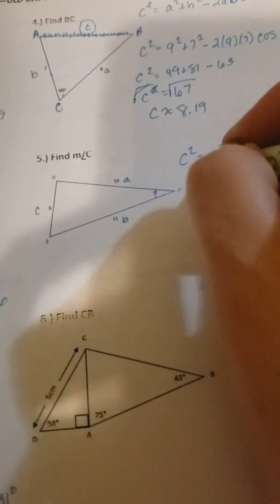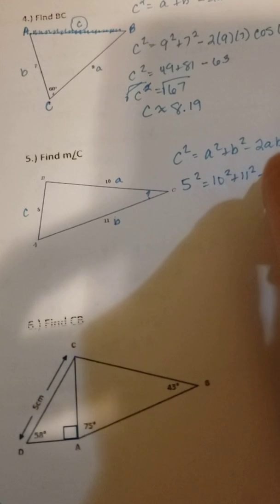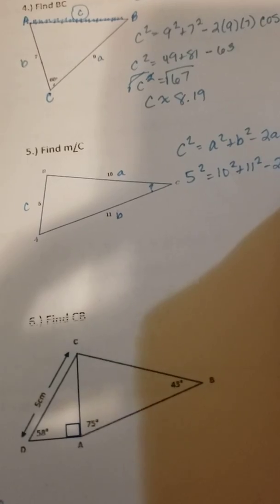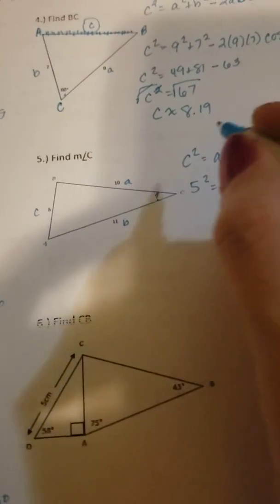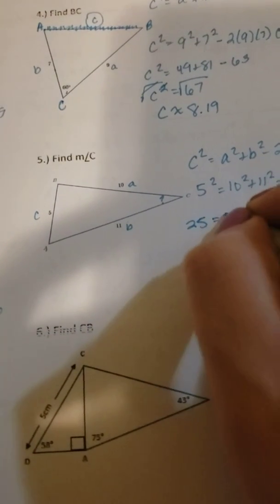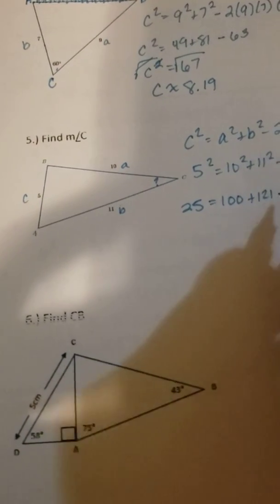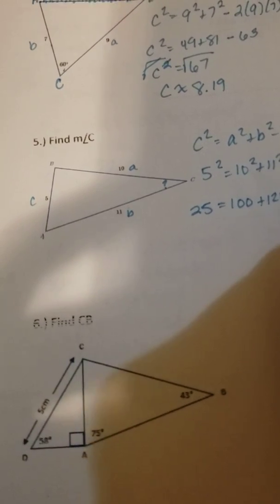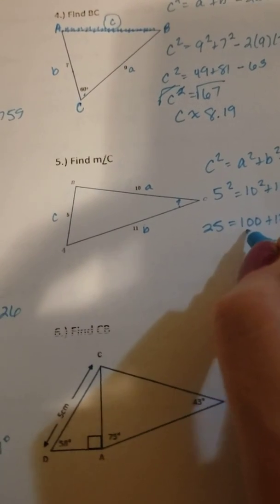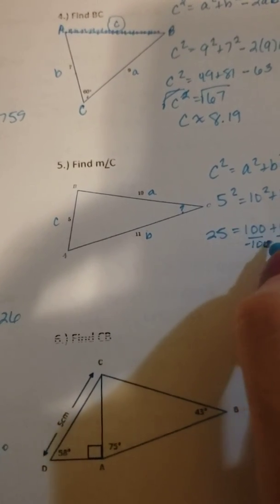So this gives me 5 squared equals 10 squared plus 11 squared minus 2 times 10 times 11 cosine big C. All right, so if we just start doing some of this calculating, 5 squared is 25, 10 squared is 100, 121, and then 220 cosine C. All right, since the 100 and the 121 are both positive, I'm just going to subtract them from both sides.